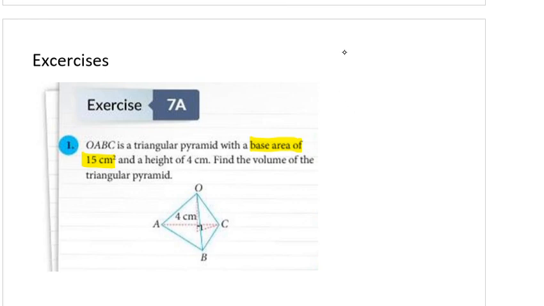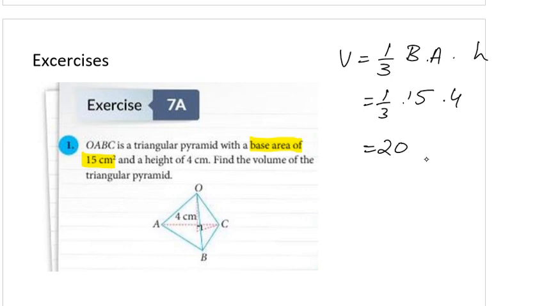So we can just use this in the formula V equals 1 over 3 base area multiplied by height, 1 over 3 as it is. Base area is equal to 15 centimeters squared and height is equal to 4 centimeters, and by solving this we can obtain the answer easily. It is 20 centimeters cubed. Keep in mind, whenever you write your answer, you have to mention the units correctly. So in case of volume, it must be centimeters cubed.